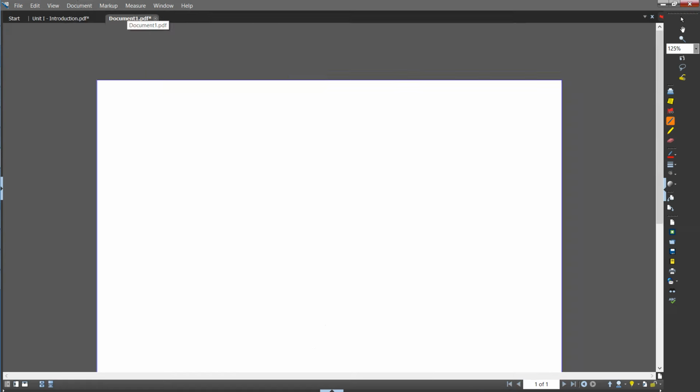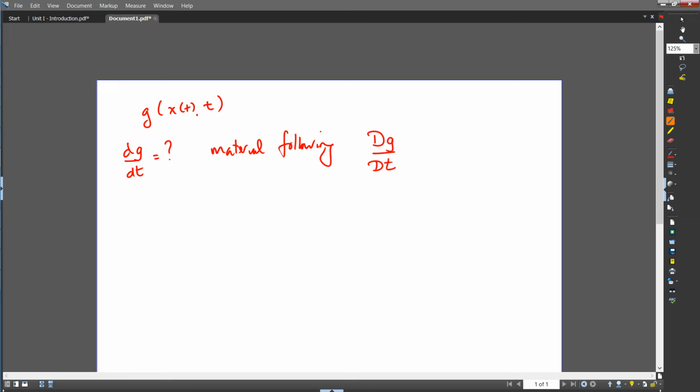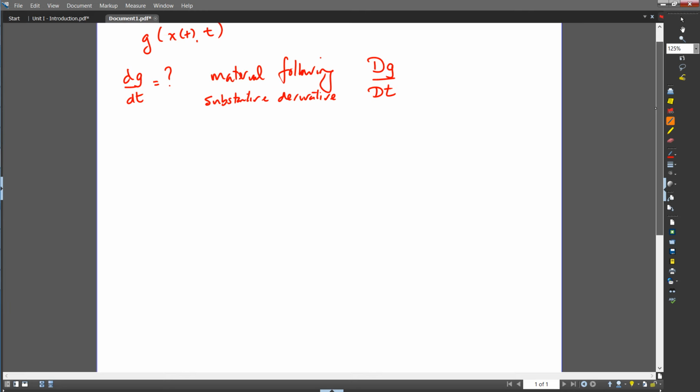Now let's switch to another page. So I'll just remind you that we're going to have g which depends on x and t, and we want to calculate dg dt. But we're going to do that in this special material following way. And so we actually have a special symbol for that in transport, which is big D g dt. And you'll sometimes see this called the substantive derivative. And it means that you're actually following a little substance or a chunk of fluid.